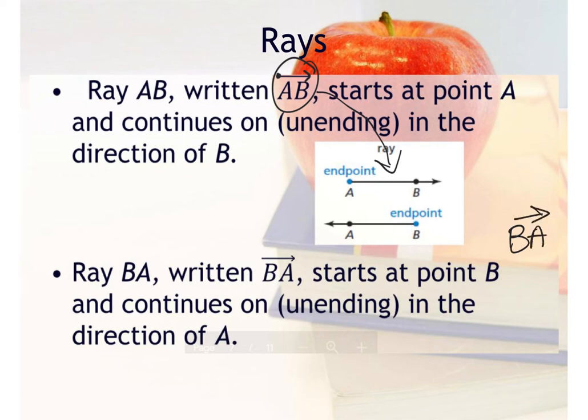like this, notice how the arrowhead is going over the A because it's continuing on in the A direction, and its endpoint is at B, okay? So it starts at B and it continues on forever in the A direction, okay? You can write it as ray BA, or you can write it as BA with an arrowhead over the A.